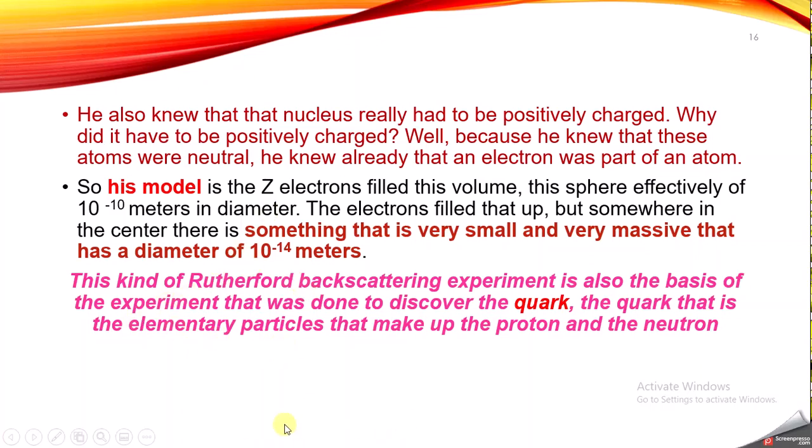It is important that this kind of Rutherford backscattering experiment is also the basis of the experiment that was done to discover the quarks that make up the protons and the neutrons. So these quarks were determined by the same kind of Rutherford backscattering experiment.